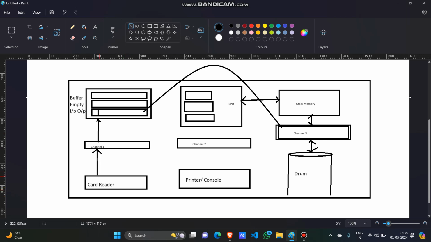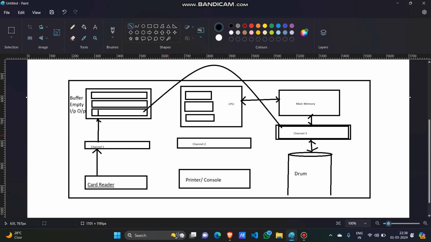The data from the card reader is loaded into channel 1, and channel 1 sends it to buffer, sends it to MTQ, sends it to input queue, which frees itself by sending the data to channel 3, and after that drum, main memory and CPU coordinately work upon it to provide us the satisfying output, right?